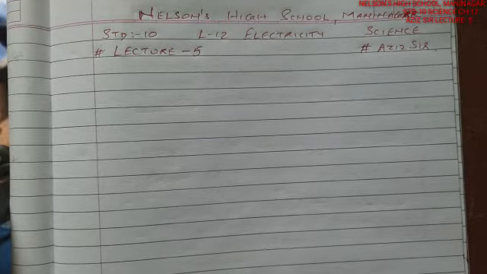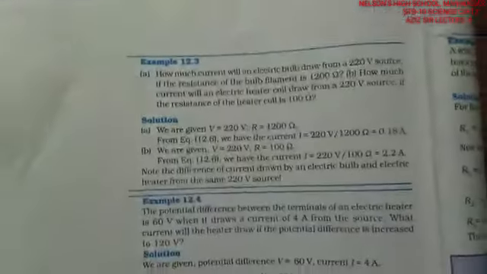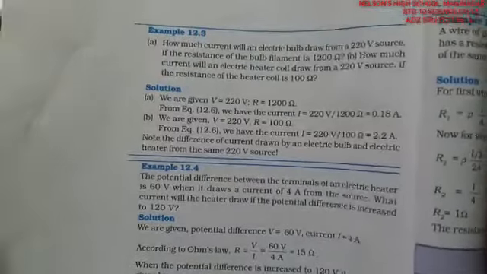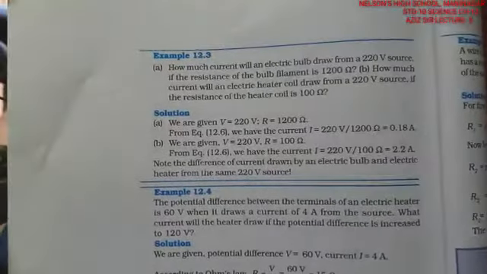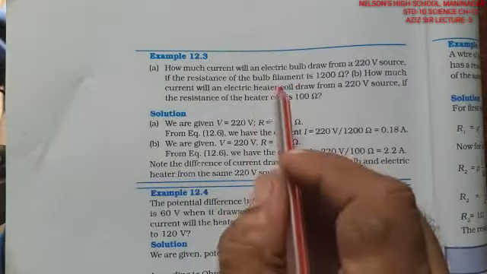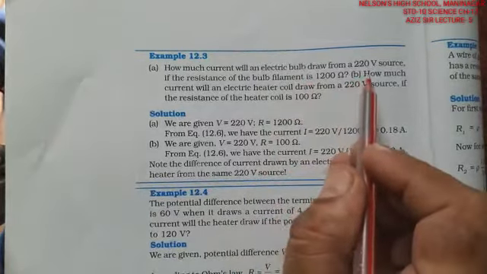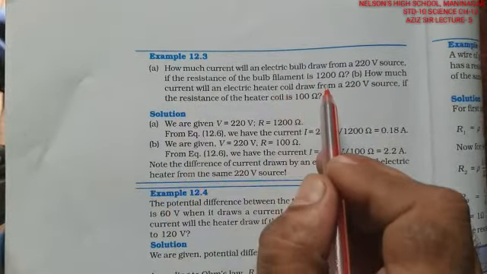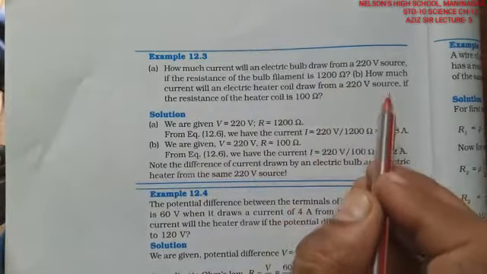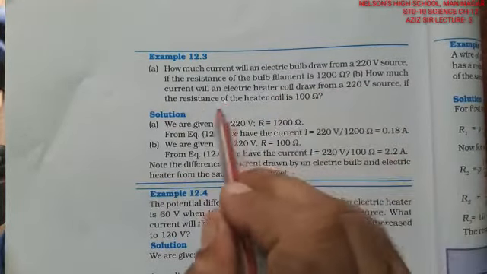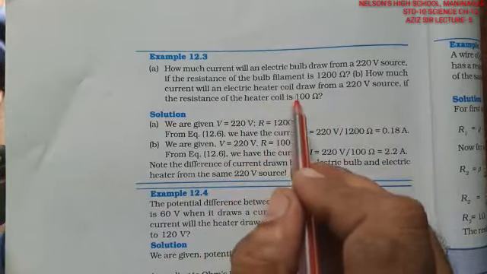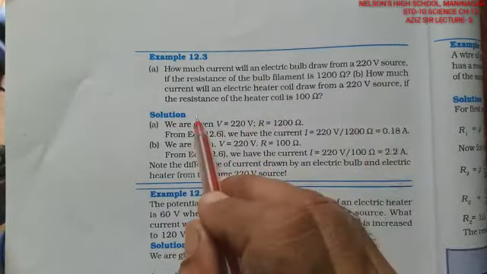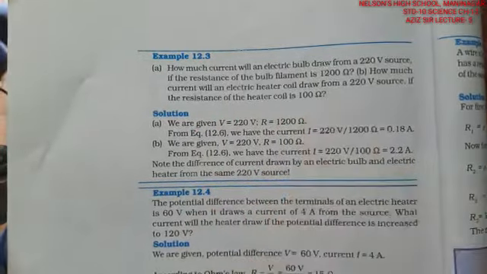Electricity. Fine, today we are going to discuss the examples, example 12.3 to example 12.6. So the first example is: how much current will an electrical bulb draw from a 220 volt source if the resistance of the bulb filament is 1200 ohms? And the second, part B: how much current will an electrical heater coil draw from a 220 volt source if the resistance of the heater coil is 100 ohms?